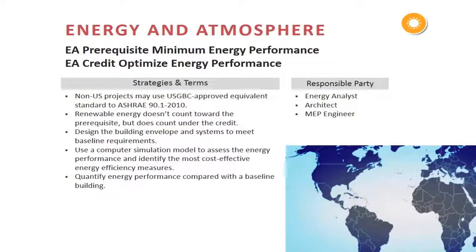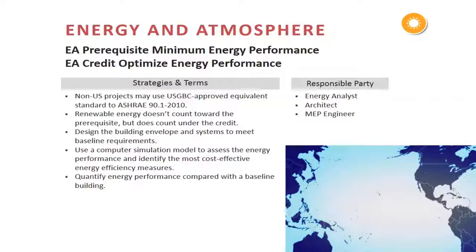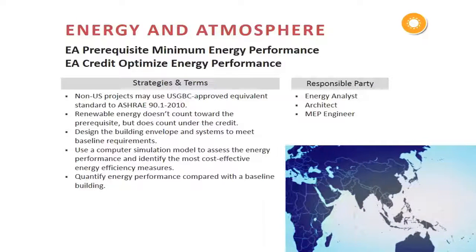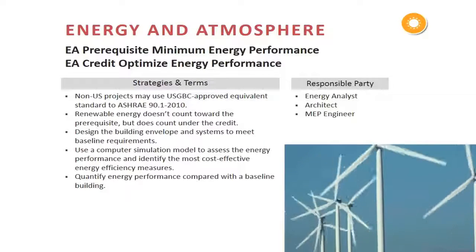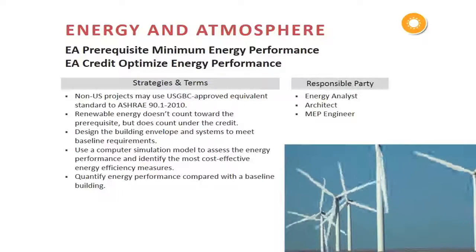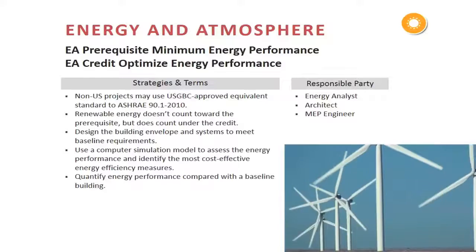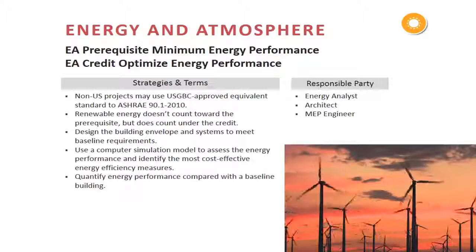So here's some strategies to think about around this credit. First of all, non-US projects are free to use their local equivalency to ASHRAE as long as it's USGBC approved as equivalent. Now a funny wrinkle here in this credit, the renewable energy. Now this does not count when assessing prerequisite compliance. So if a project's only energy efficiency strategy is renewable energy systems, they may not be able to meet the prerequisite. Even if they were net zero, they need to have a minimum performance of the building, regardless of where the energy is supplied from.